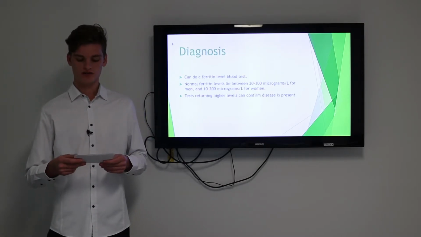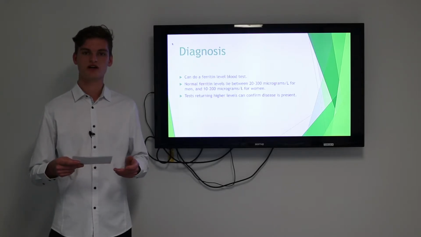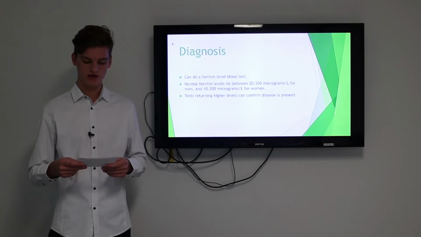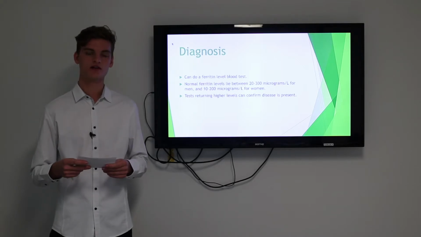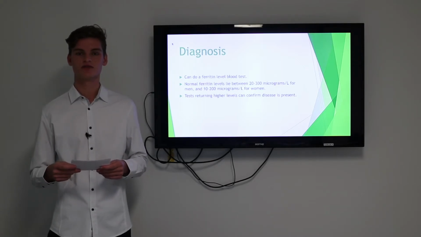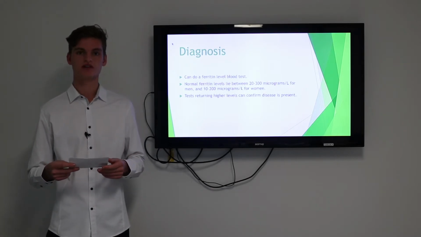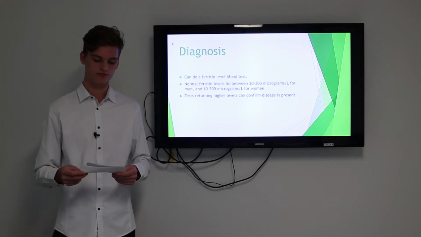Now, normal iron levels in the blood can be measured by the serum ferritin. If iron stores are high, then ferritin levels will also be high. The normal range is 20 to 300 micrograms per litre for men and 10 to 200 micrograms per litre for women. Anywhere above these levels is considered abnormal and a sign that haemochromatosis could be present.